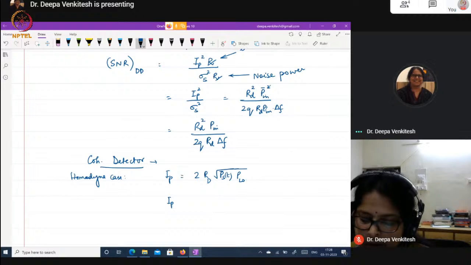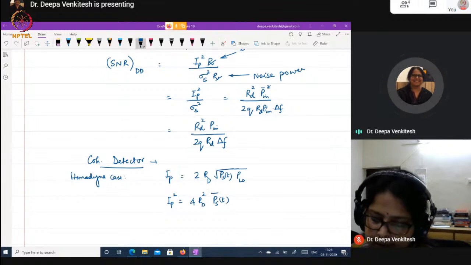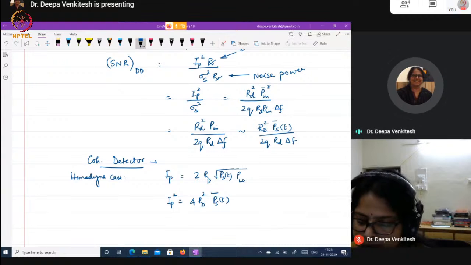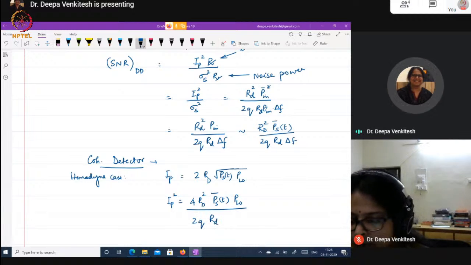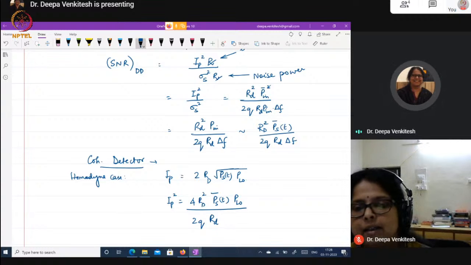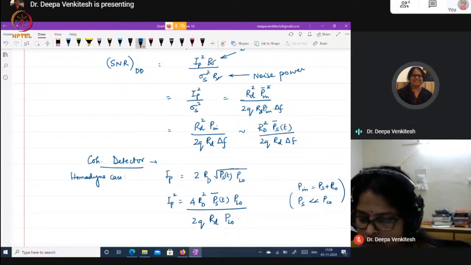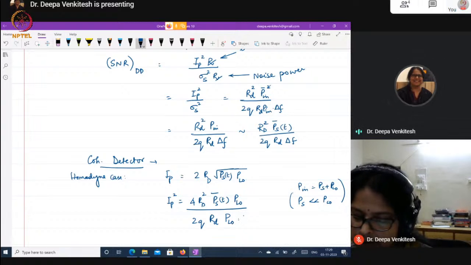IP square would be 4 RD square PS average, which is what I mean by Pn is the same as PS here. So this is also equivalent to RD square PS average divided by 2Q RD delta F. So this is 4 RD square PS PLO divided by, and what is the shot noise in this case? It will be twice Q RD. And what is the input power? Input power is PS plus PLO. And since local oscillator power is already larger than the signal power, this will always be only local oscillator power. This is because Pn is equal to PS plus PLO, but PS is much smaller than PLO. So this becomes twice Q RD PLO times delta F.